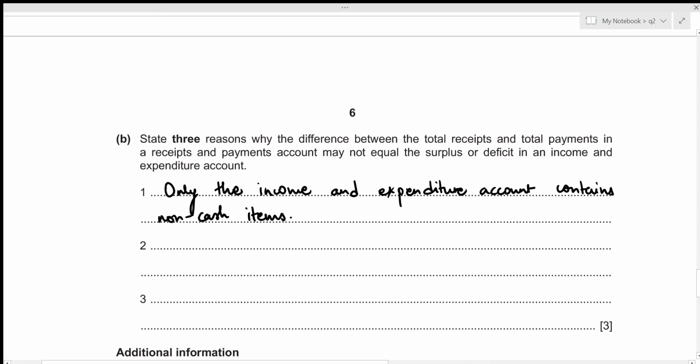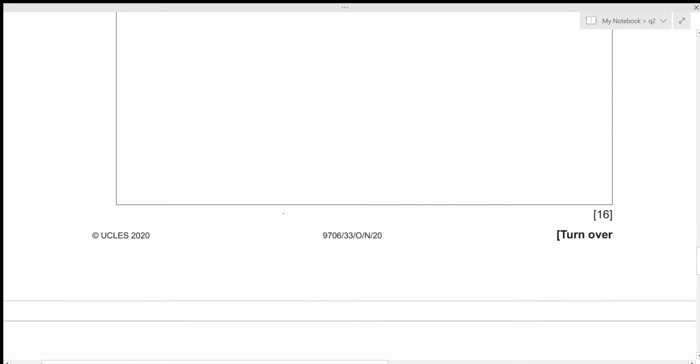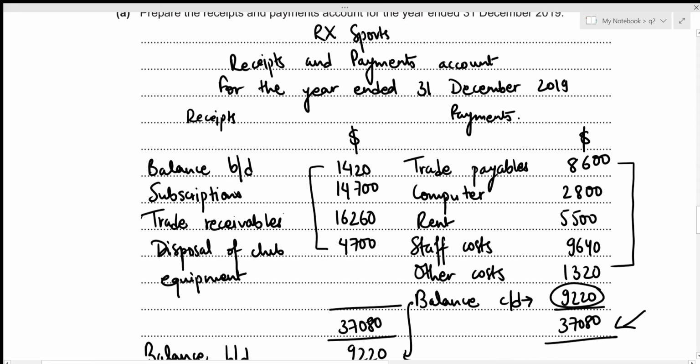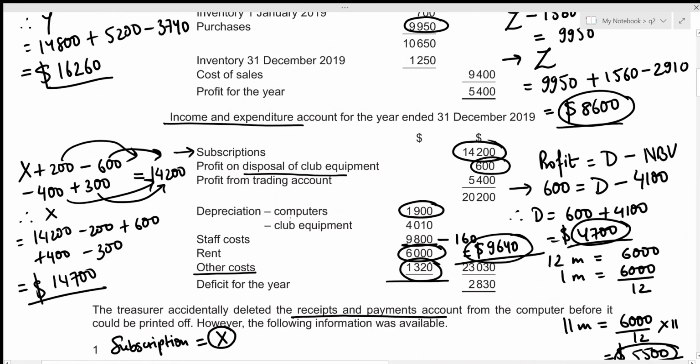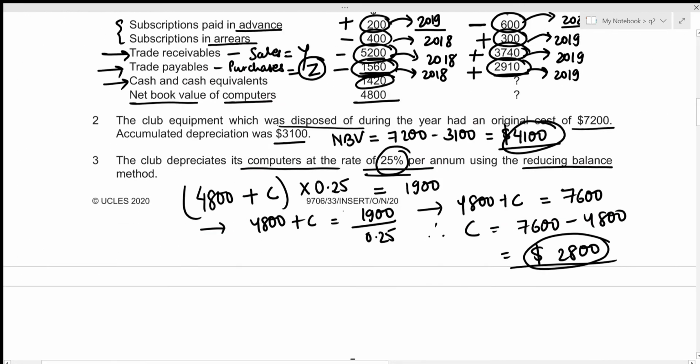And secondly, only the receipts and payments account contains capital items, right? Capital items is just the purchase of non-current assets. So if you can see here, we've included the purchase of computer in our receipts and payments account, but if we were to look at our income and expenditure account, we only include the depreciation on those assets rather than the total payment for the purchase of assets, right? So due to this reason, the surplus and deficit may not equal the closing balance on the receipts and payments account. Let's write it down.